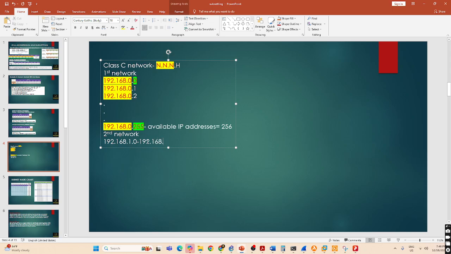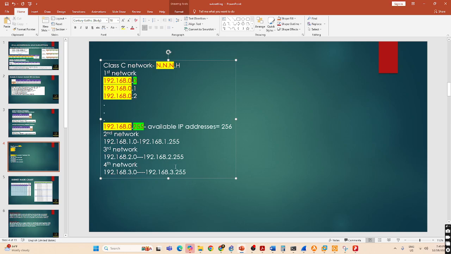192.168.1.0 to 192.168.1.255. Very good. And the third network: 192.168.2.0 to 192.168.2.255. Very good. And what is the fourth network? 192.168.3.0 to 192.168.3.255. Understood, right? Okay, very good. So first network, second network, third network, and fourth network.